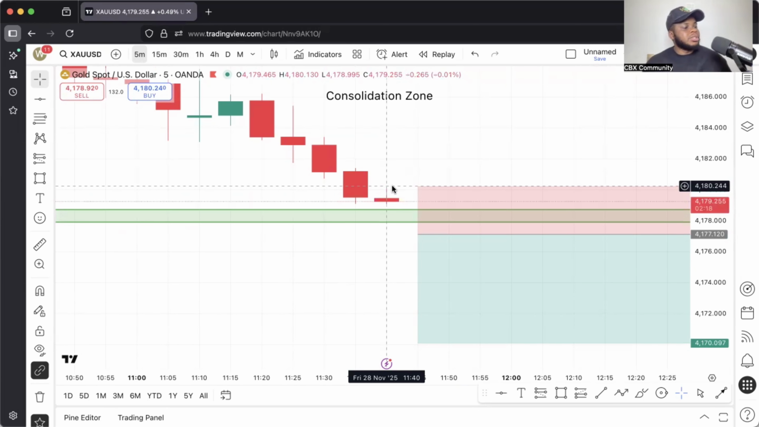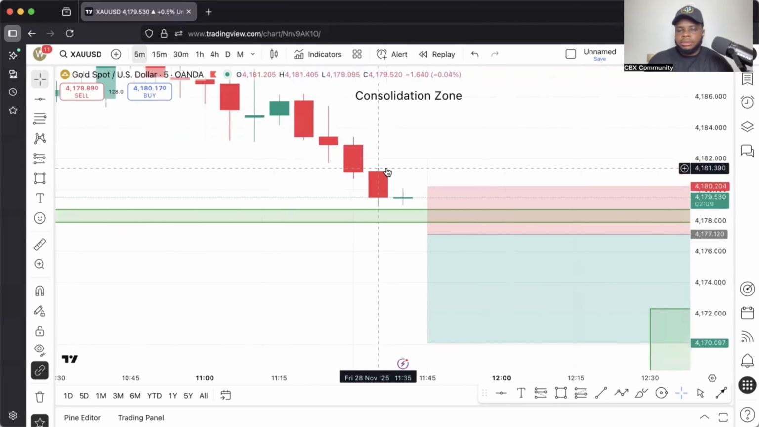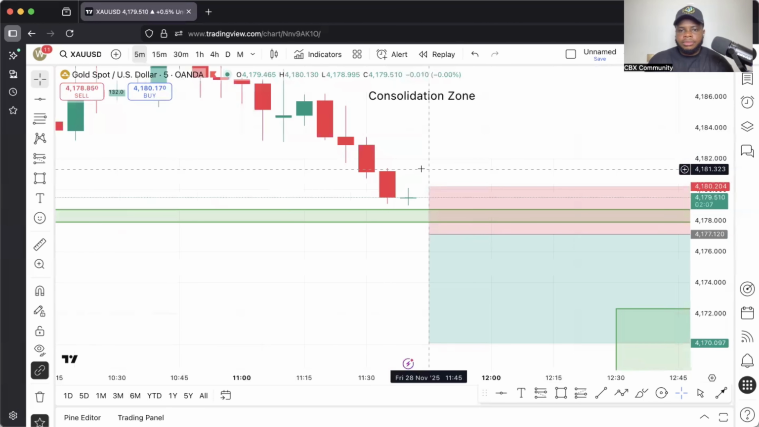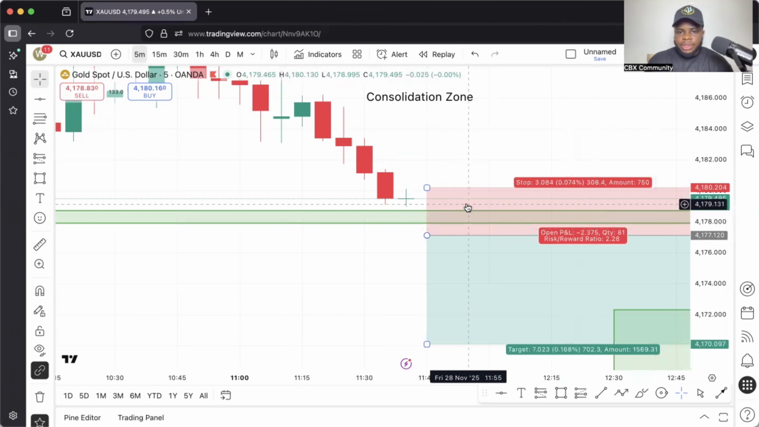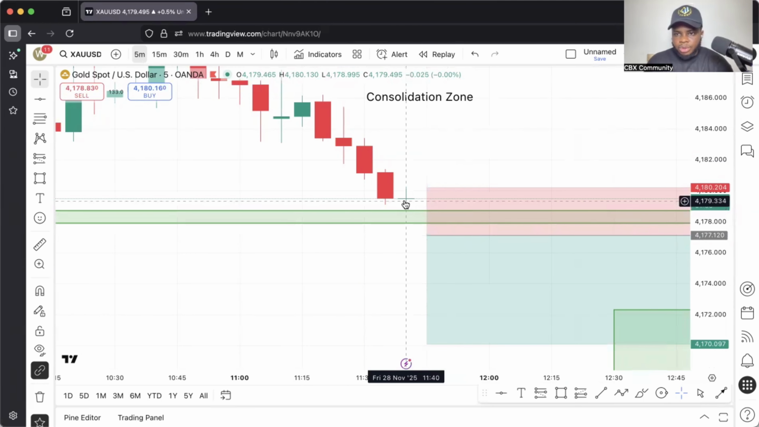Let's wait for the 5 minutes candle to close. The candle has 2 minutes left before it closes. Let's be patient. This is our entering position over here, 4177.12. So let's wait for this 5 minutes candle to close.